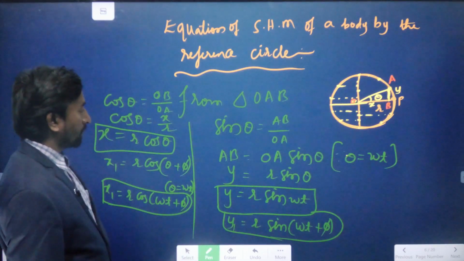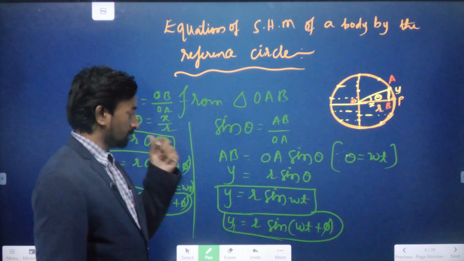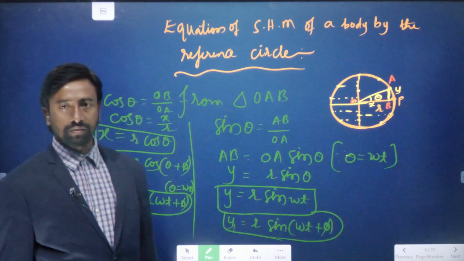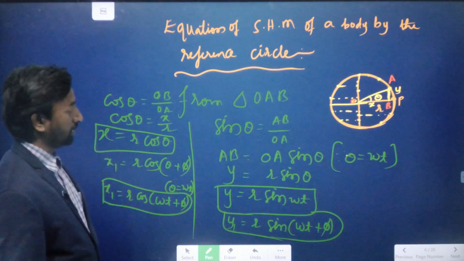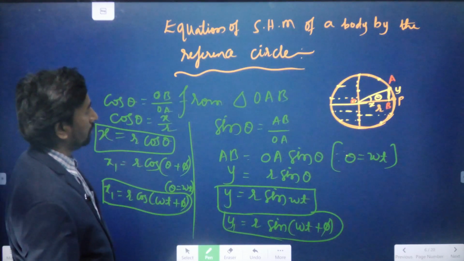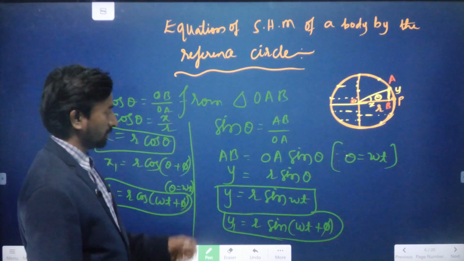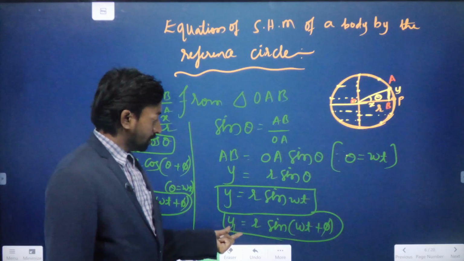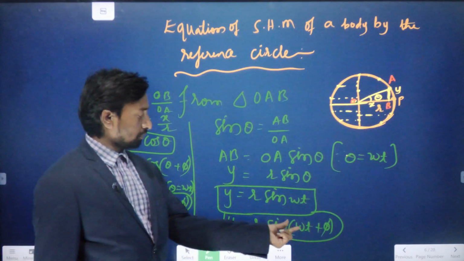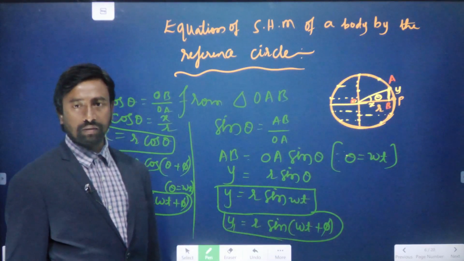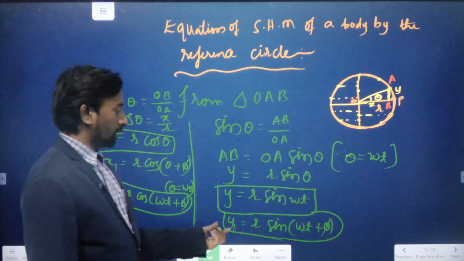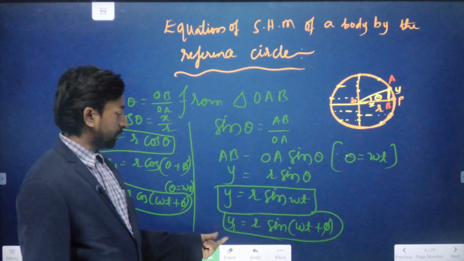So generally we will represent the displacement of the particle by using y is equal to r sin theta, okay. With that we are going to proceed in this chapter. So this is the displacement. Now the general equation we'll take: r into sin of omega t plus phi. This is the general displacement equation of a particle having simple harmonic motion, okay.